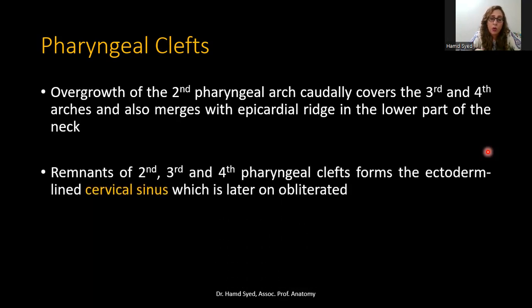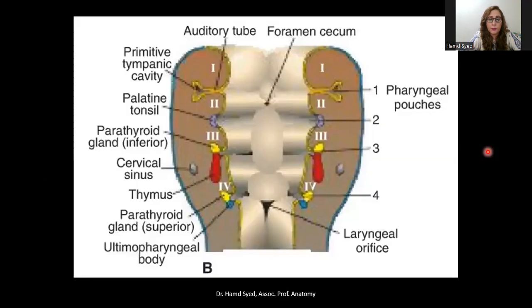And the remnants of the second, third, and fourth pharyngeal clefts will now form an ectodermal lined sinus cavity known as the cervical sinus. This is a temporary cavity. It eventually disappears. It is obliterated.